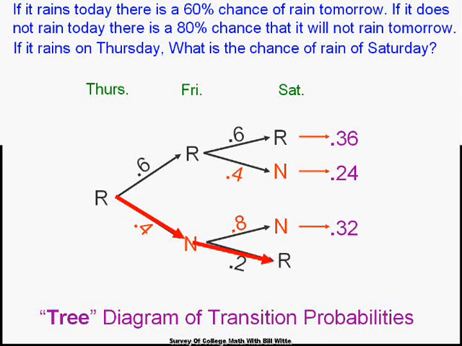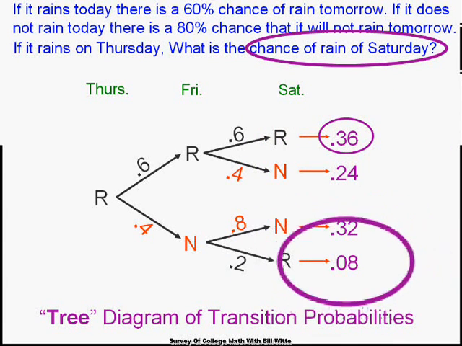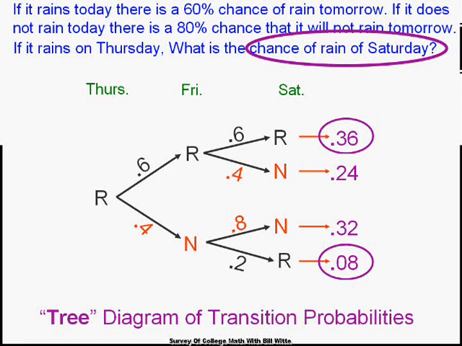And lastly, rain to no rain back to rain. I'm suspecting that doesn't happen very often, and my numbers verify that. It's 0.08. Now remember what we're asking: the chance of starting off with rain on Thursday, which I did, and finishing with rain on Saturday. Only two of these finish with rain on Saturday. This one, the 0.36, and this one, the 0.08. So I'll add those two probabilities and I get my answer. If it rains on Thursday, the chance of rain on Saturday, 2 days later, is 44%.